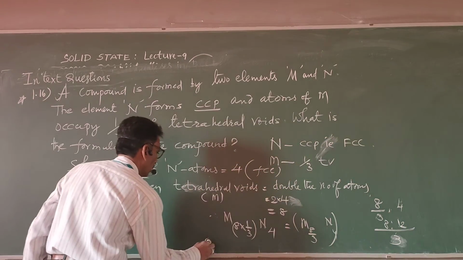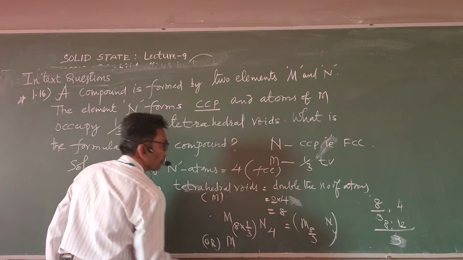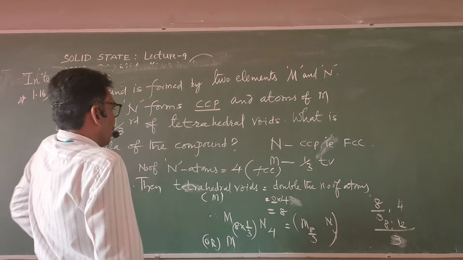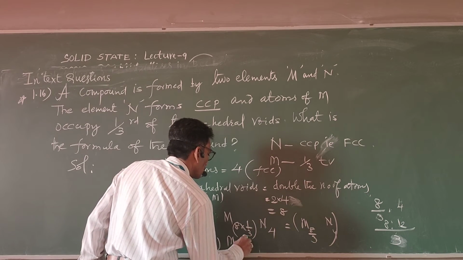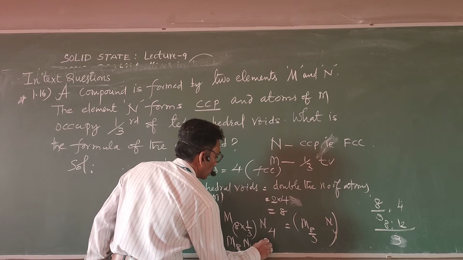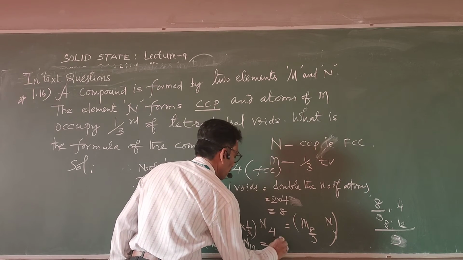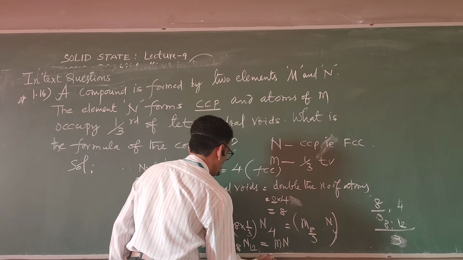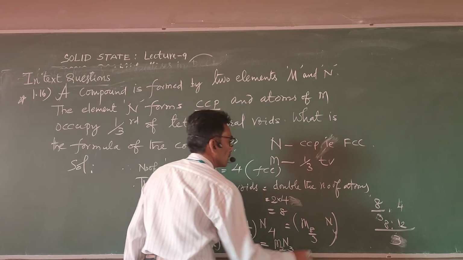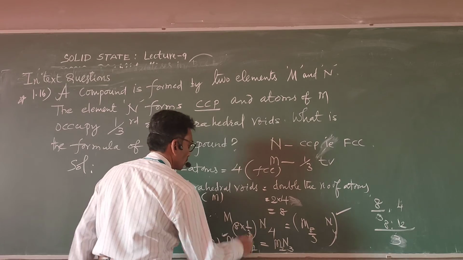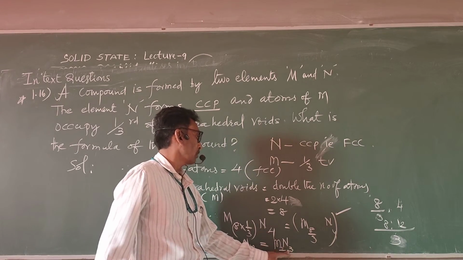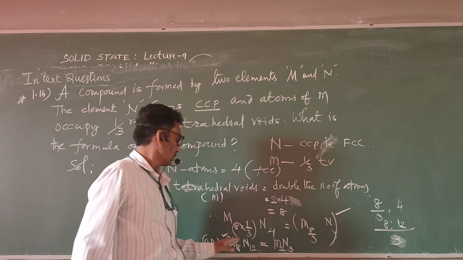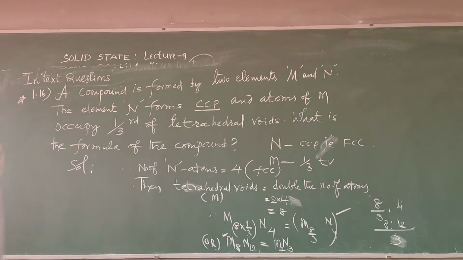Next one is M, how many? M 8, N 12. Or further simplified, M 2, N 3. This answer is correct. This answer is also correct, either one. These two are empirical formulas. This is the normal one, this is the molecular formula, like that. Answer is given.